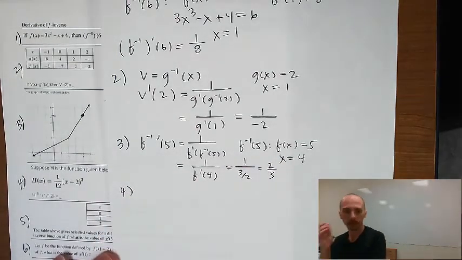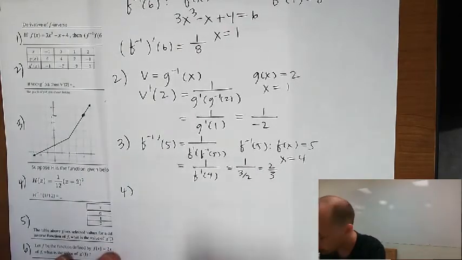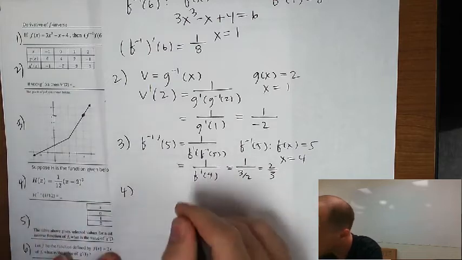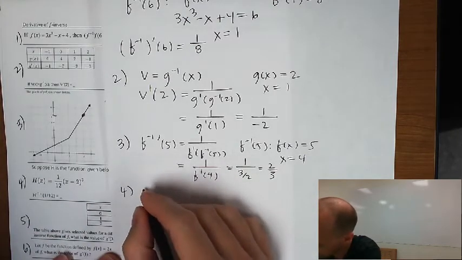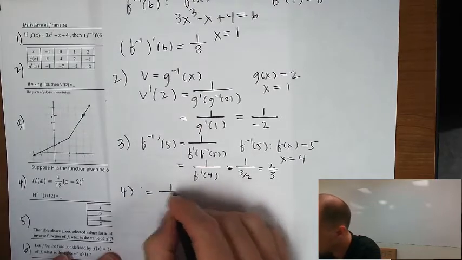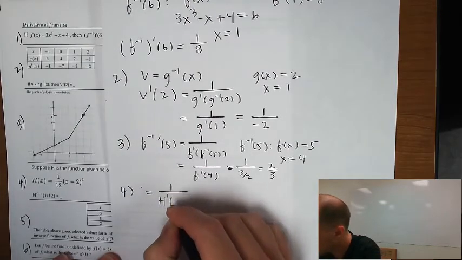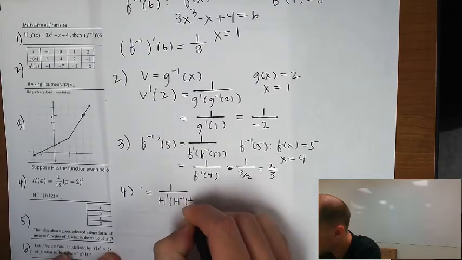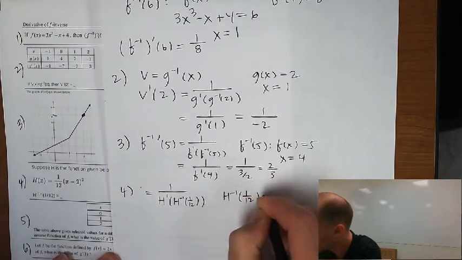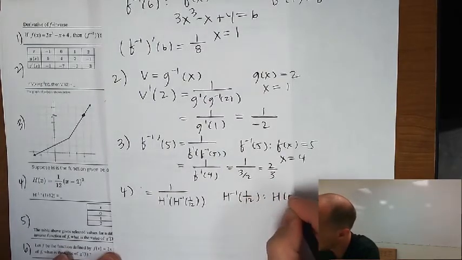All right, here's another one, algebraic. h prime of 1/12, or h inverse prime of 1/12. Okay, well, I need to say that's equal to 1 over h prime of h inverse of 1/12. In order to find h inverse of 1/12, I'm going to set h of x equals 1/12.